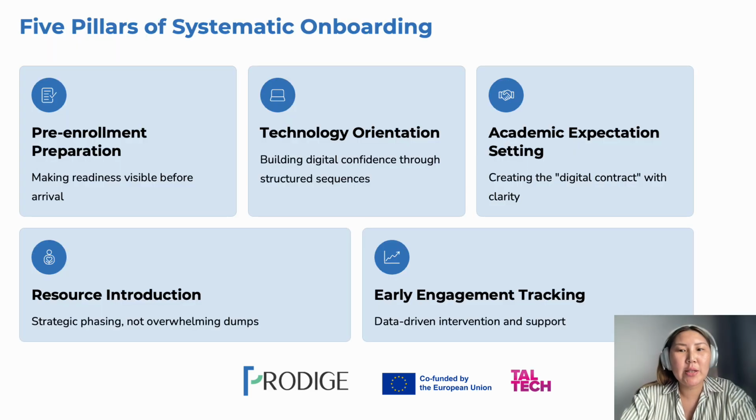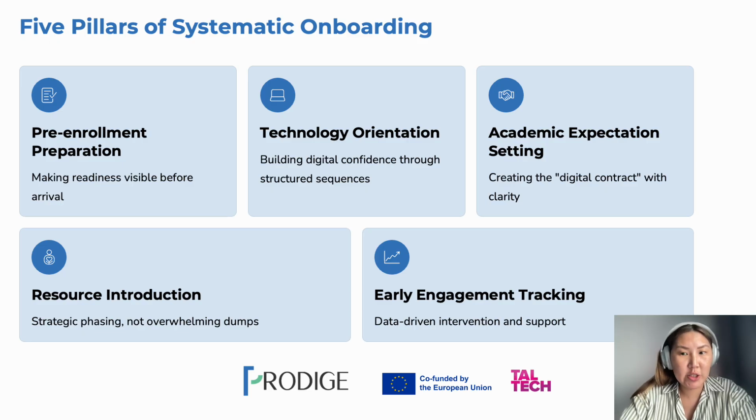So here are the 5 pillars of systematic onboarding that we are going to explore today. First, pre-enrollment preparation. This is about making readiness visible before students arrive on our digital campus. Second, technology orientation, building digital confidence through structured sequences, not just throwing our students into the LMS and hoping they will figure it out. Third, academic expectation setting, creating what we call digital contracts and making the academic expectations crystal clear from the beginning.